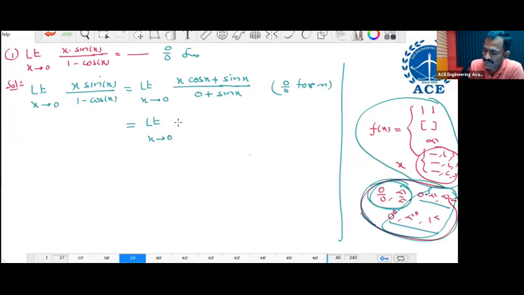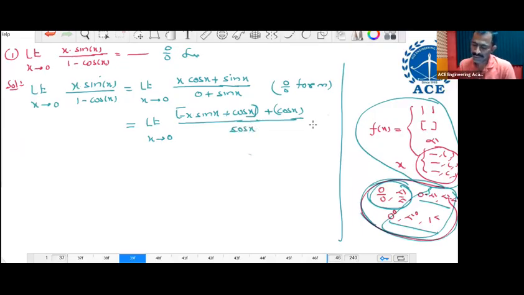Limit x tends to 0 of x cos x, a product of two functions, gives minus x sin x plus cos x for the first function, plus sin x whose derivative is cos x. In the denominator, the derivative of sin x is cos x. Right? Now it is a new function. After getting the new function, again observe the total function value at 0. 0, cos 0 is 1, cos 0 is 1, 1 plus 1 is 2, 2 plus 0 is 2.